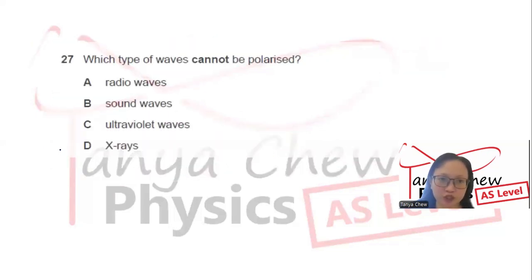Number 27, which type of waves cannot be polarized? Only one wave cannot be polarized, which is longitudinal wave. There is only one example of longitudinal wave, which is sound wave.